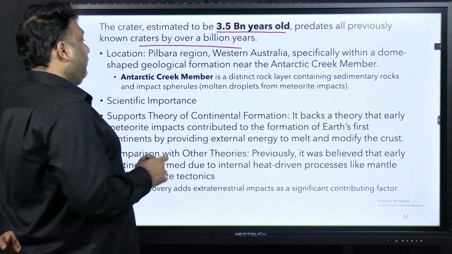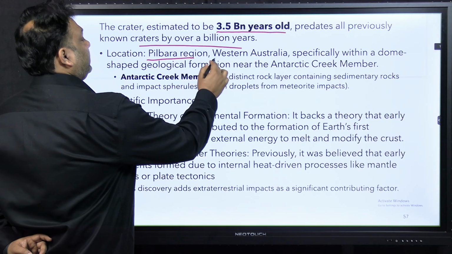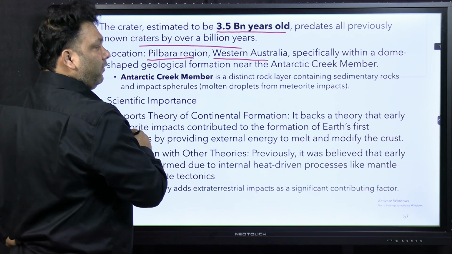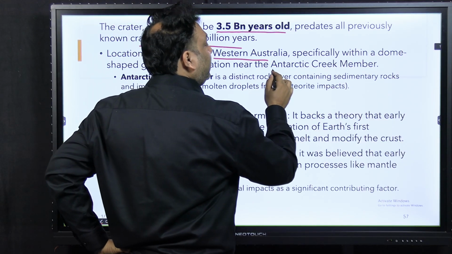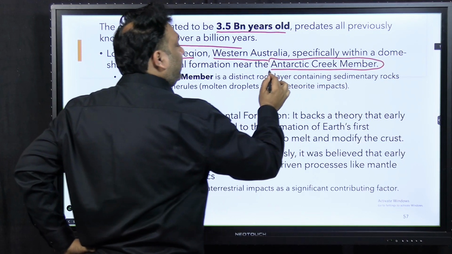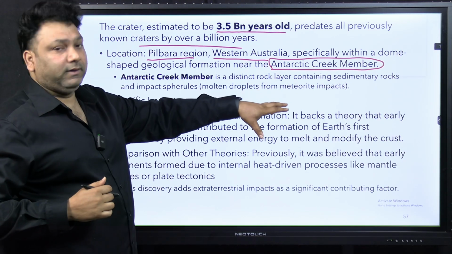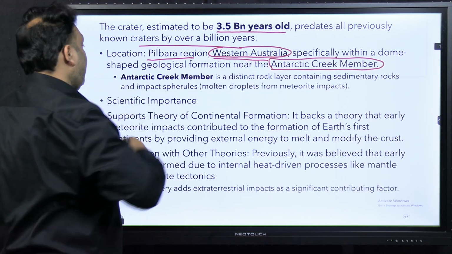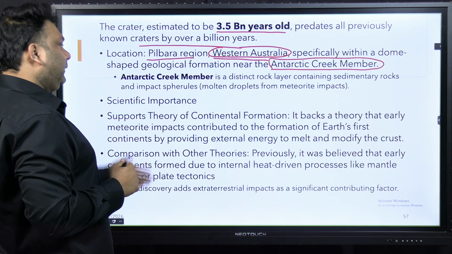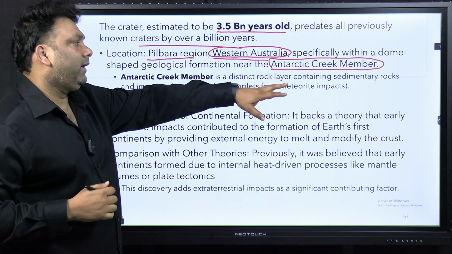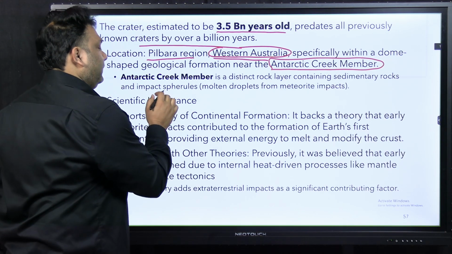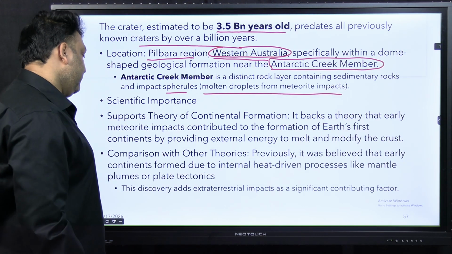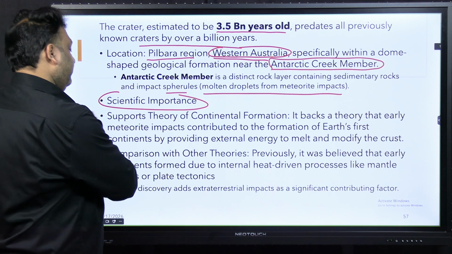Now, where is the location here? Okay, Pilbara region of Western Australia. So it is a dome-shaped geological formation near the Antarctic Creek Member. Now this Antarctic Creek Member is not in Antarctica, but it is located in Western Australia. Okay. So the Antarctic Creek Member is a distinct rock layer containing sedimentary rocks and impact spherules, molten droplets from the meteorite impacts.